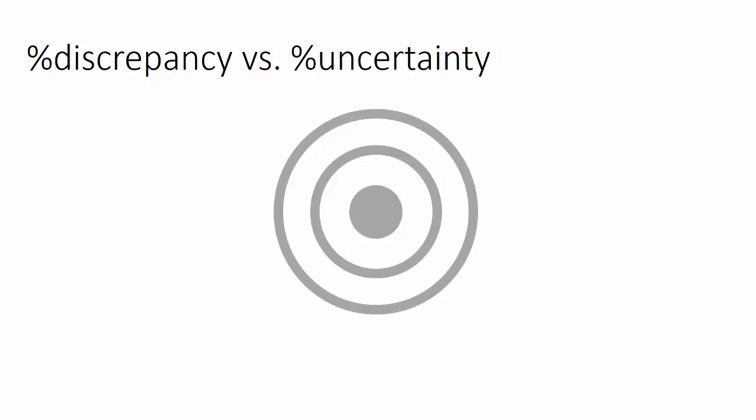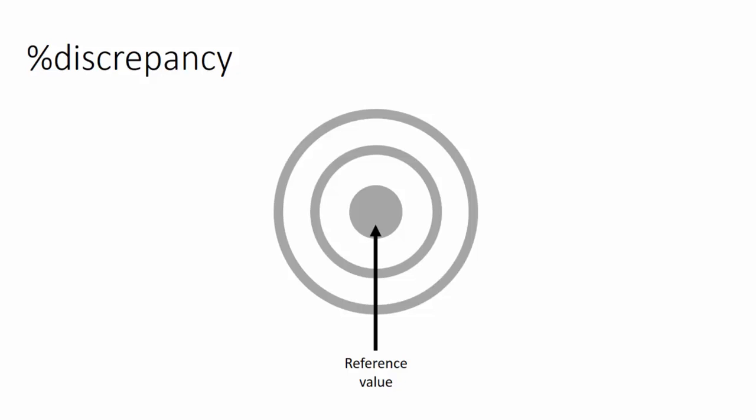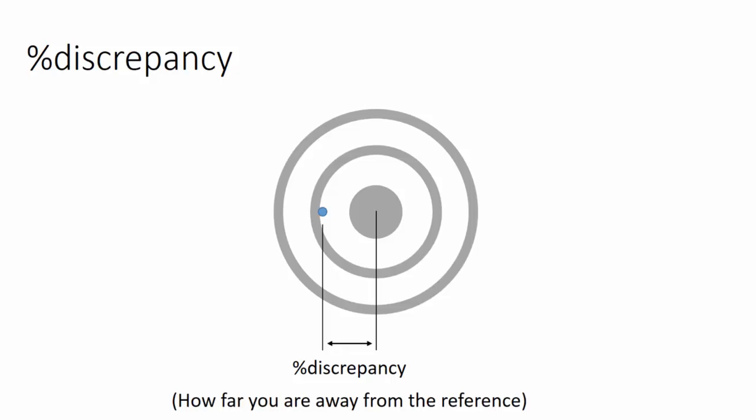So here I have a target, and the middle of the target is basically our reference value. That's the target we want to hit. We want our experimental value to be exactly dead on to the reference value. This is, however, often not the case, so we hit somewhere off to the side, which is our experimental value. Then we ask ourselves, did we hit the target? Did we miss the target? The distance between where we hit, our experimental value, and where we want to be, the reference value, that's our percentage discrepancy, which is a measurement of how far you are away from the reference value.